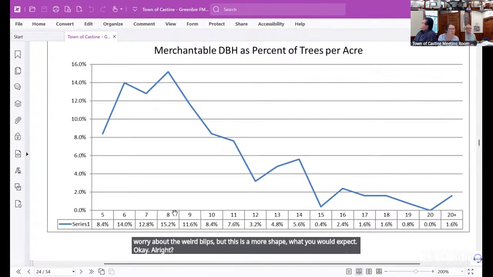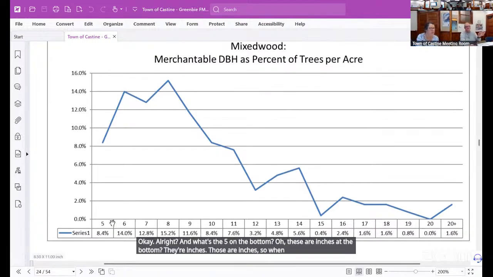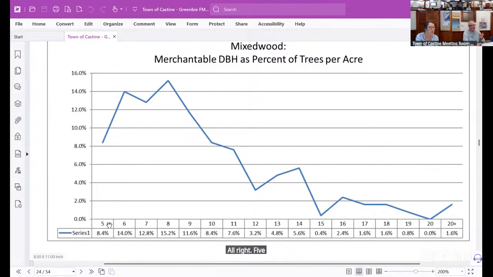What's the 5 on the bottom? Those are inches. So when it says 5, it's 4.6 to 5.5 inches. All right. So there, it's blocky. If you can just add inches or a little label.